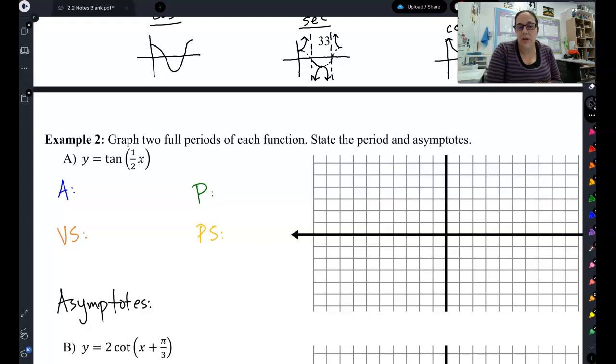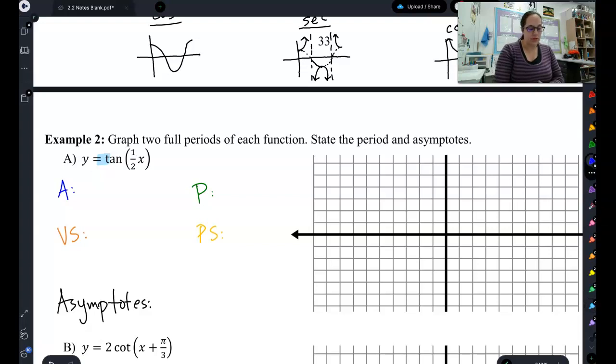To graph tangent and cotangent, it is extremely similar to everything we've done so far. We're going to graph the same 4 things, do them in the same 5 steps, mostly the same. There are a couple key differences though. So let's start by doing this first one together.